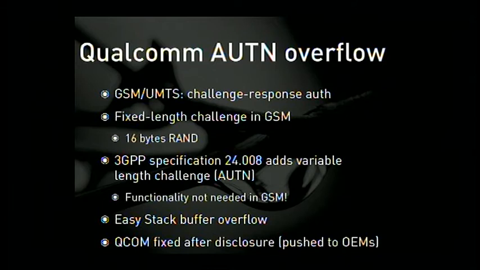So they added variable length challenges called the AUTN challenges. And later on in the standard, they write, but these are always 16 bytes long. And you go like, yeah, what are you doing there? And this is functionality that is not needed in GSM, but you can trigger using a GSM base station. So if you have a GSM BTS and you do an authentication, you send out an authentication challenge, you can actually have both the information element for the RAND and for the AUTN in it, and it'll trigger this bug, and you'll have a very easy stack overflow.